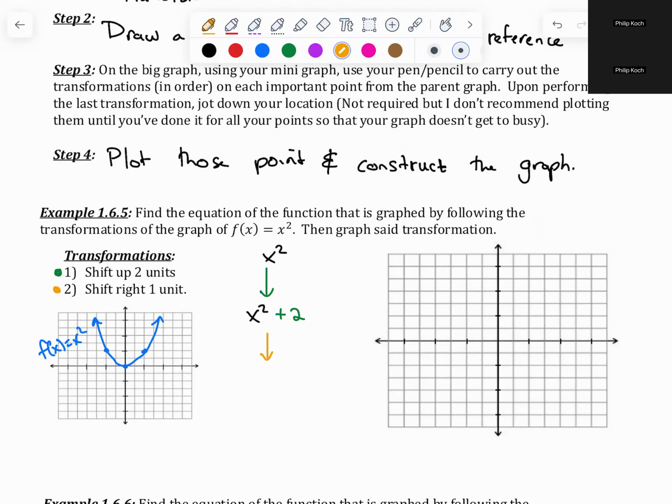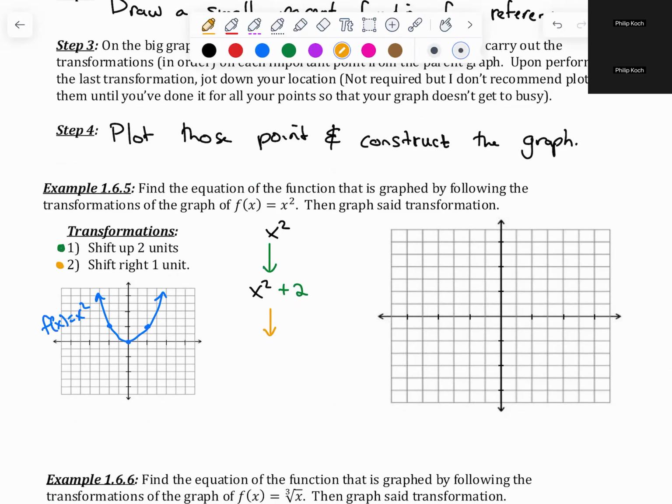It's a vertical shift, so that means it happens on the outside. That's why it's x squared plus 2 on the outside. And vertical stuff behaves exactly as you'd think it would. Horizontal, the next one, shift right. That is moving left or right. That is horizontal, and horizontal stuff happens on the inside of the function, and it's counterintuitive to what you'd think. So instead of it being x plus 1, it'll be x minus 1 on the inside. So it'll be (x minus 1) quantity squared plus 2. That is our new function.